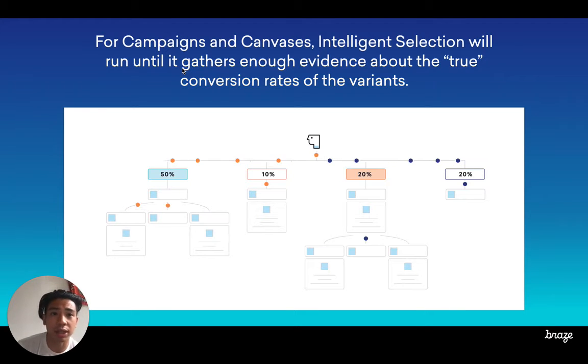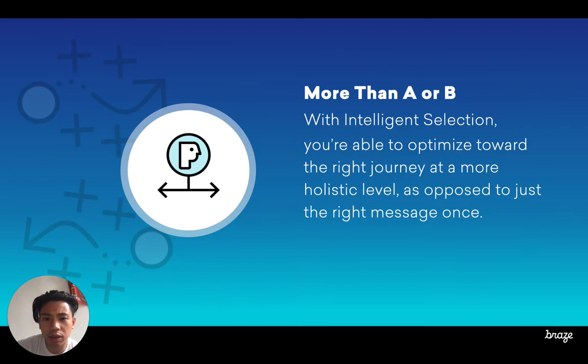So, intelligent selection is also smart enough to turn itself off. In most cases, one of the variants will be chosen by the algorithm as the winning variant. This variant will then be given to 100% of the audience for future sends. With intelligent selection, you're able to optimize toward the right journey at a more holistic level, as opposed to just the right message this one time.